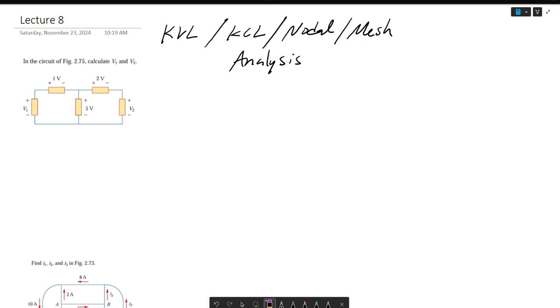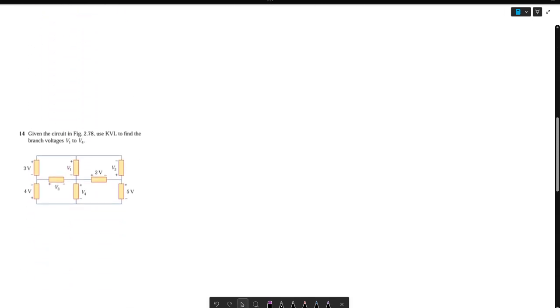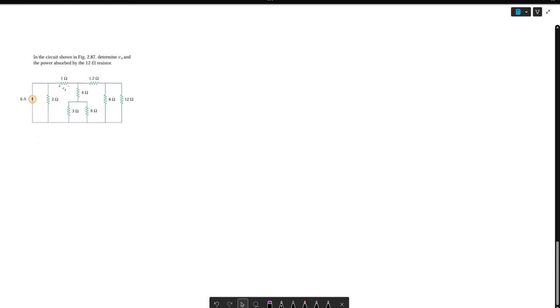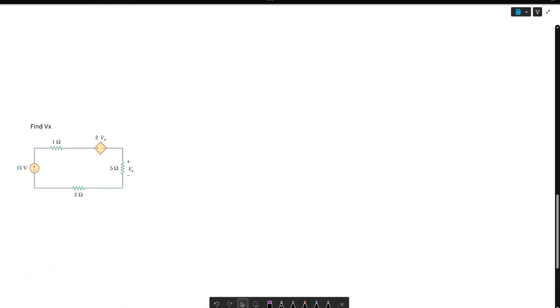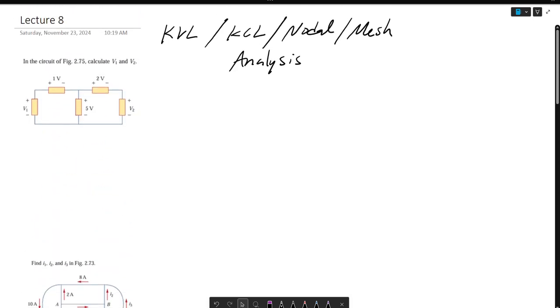Today we'll be talking about KVL, KCL, Nodal and Mesh Analysis, where we're just going to be doing these 6 examples, and I'll be explaining each of them using these fundamental analysis methods. So to begin, we start off with this first one, and the first thing we want to do is draw these loops called L1 and L2, and write equations based on these loops.